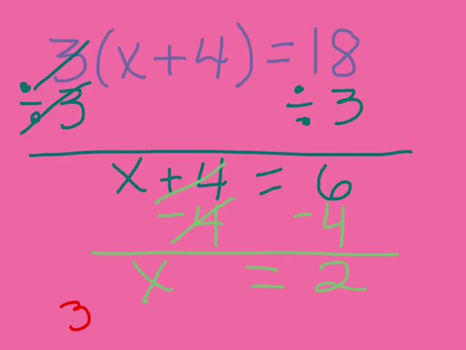So 3 times the quantity 2 plus 4 should give me 18. Well, what is 2 plus 4? 2 plus 4 is 6, and 6 times 3 is 18. Everything works out. I must have done things correctly. The solution to this equation is x must be 2.